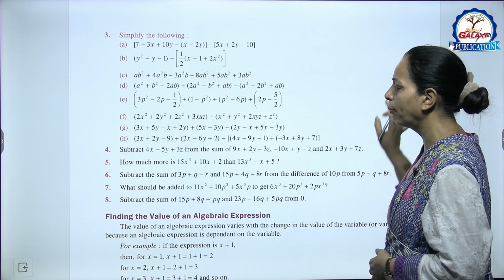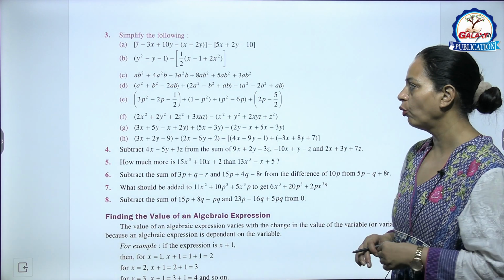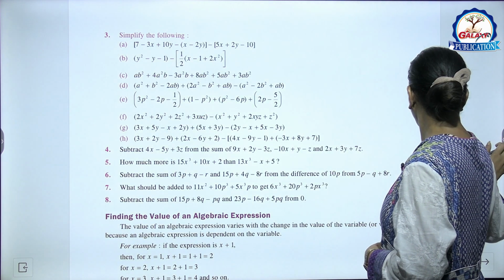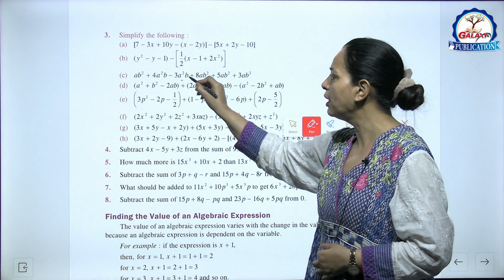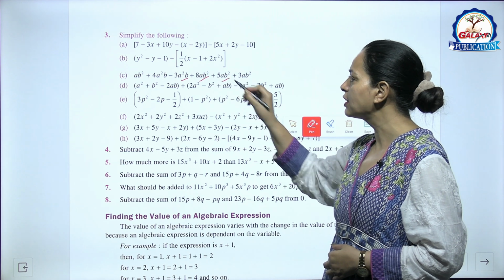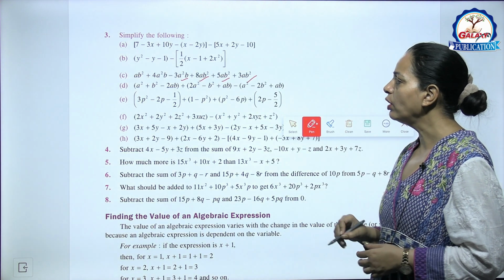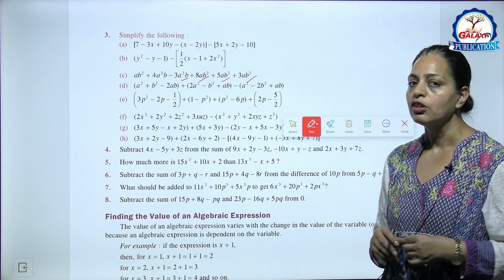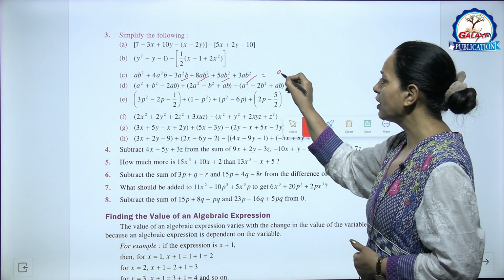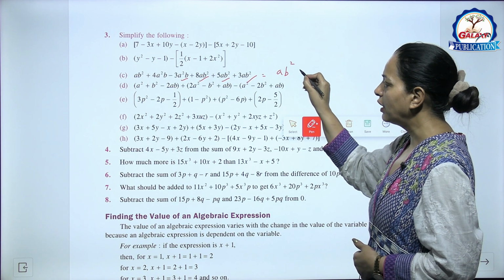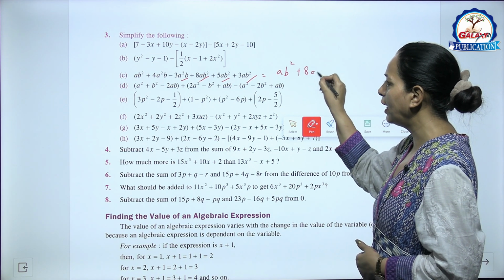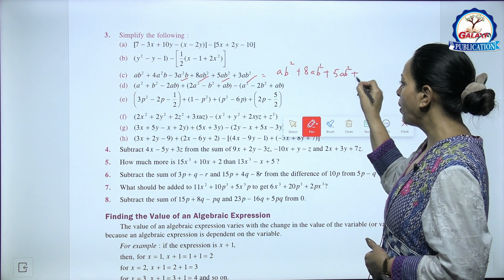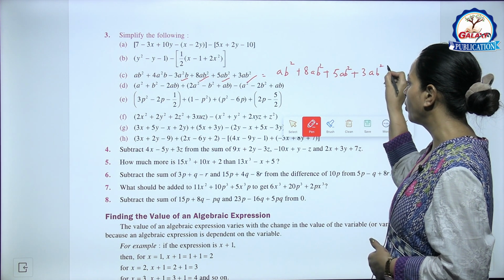Now come to question number 3. Simplify the following. Like here C part, ab square plus 4a square b minus 3a square b plus 2ab square plus 5ab square and 3ab square. So we have ab square and a square b terms. So what to do? Collect like terms. So ab square, then plus 8ab square plus 5ab square plus 3ab square, right?